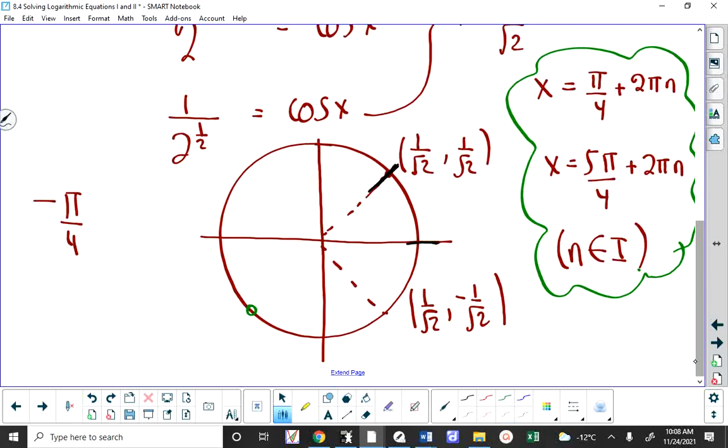I don't want to cause any confusion here. This is 0, so this is 1 pi over 4, 2 pi over 4, 3 pi over 4, 4 pi over 4, 5 pi over 4, 6 pi over 4. This is, in fact, 7 pi over 4. My mistake.